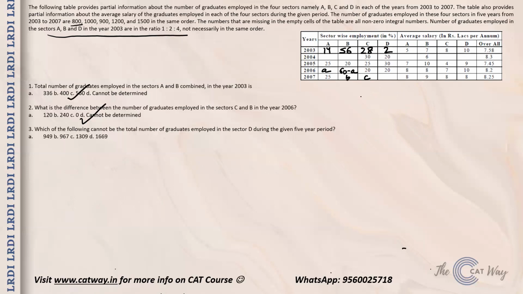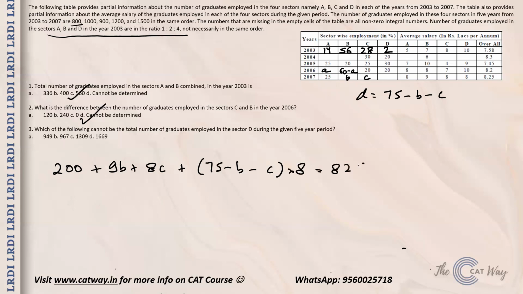Take care. So in D what you have is basically 75 minus B minus C, because the total was 100. Now out of 100 you subtract 25 minus B minus C, so 100 minus 25 is 75 and minus B minus C is what you get. Now writing it the same way that we have written earlier: 25 into 8 is 200, plus 9B plus 8C plus (75 minus B minus C) into 8 is equal to 825, which is given to you.